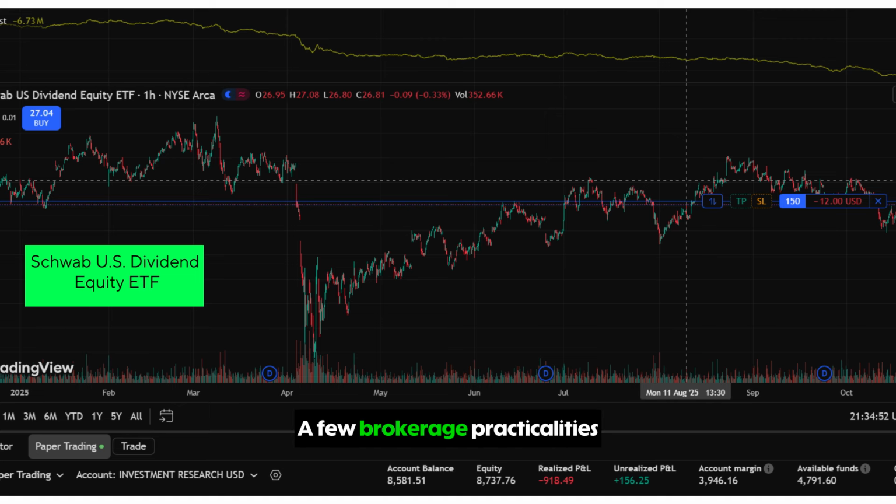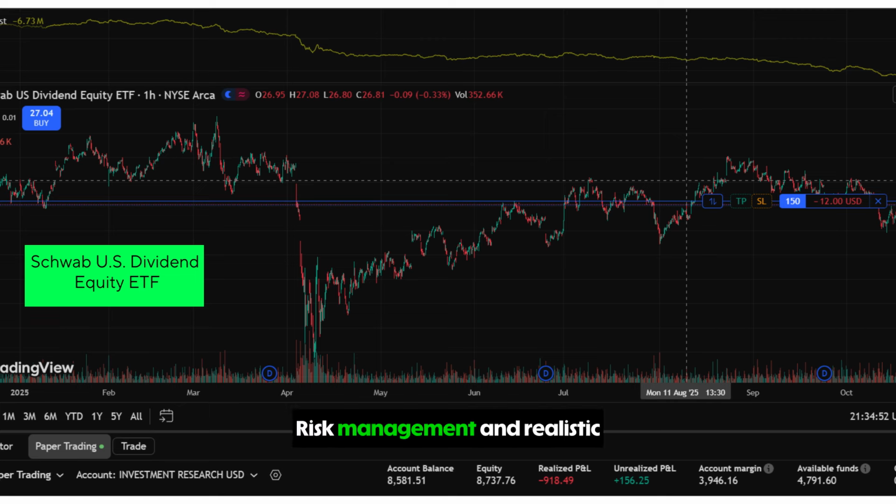A few brokerage practicalities to consider. Promotions do matter, but read the fine print. Many brokers offer cash bonuses or tiered promotions for new accounts, but promotions often require you to keep assets for a certain period and can create unwanted behavior. If you are opening an IRA or taxable account for the long-term, place emphasis on fees, dividend reinvestment, and the quality of reporting rather than one-time bonuses.